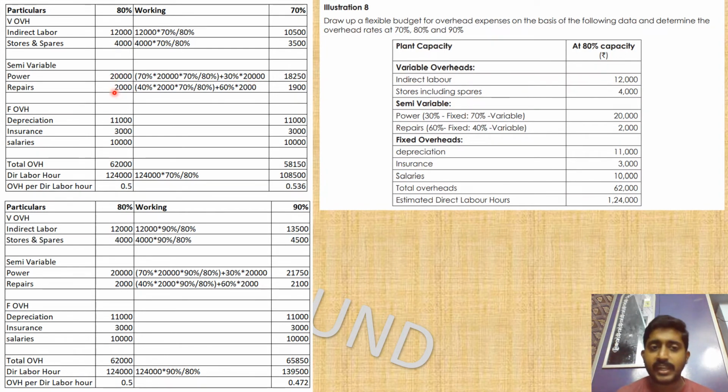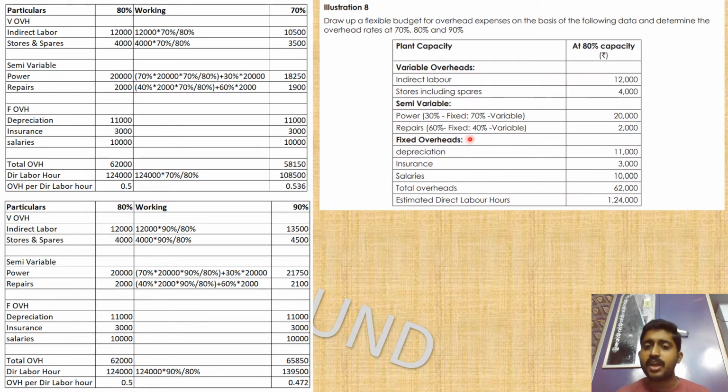Apply the same for the repairs also, but it is 60% fixed and 40% variable. So apply the same logic for converting to the 90% capacity also. You can use the same logic. Now you have plotted the semi-variable cost also for the 70% and 80% capacity.